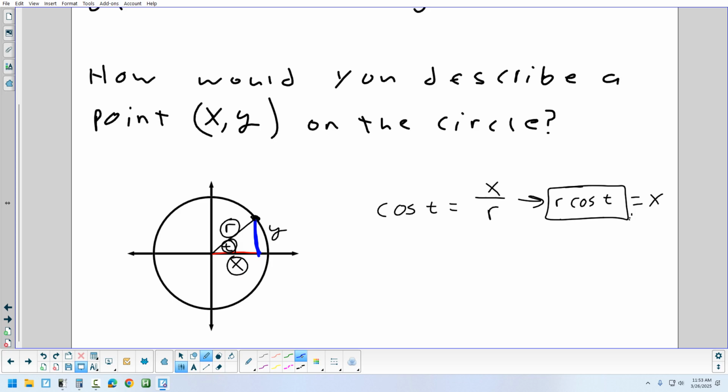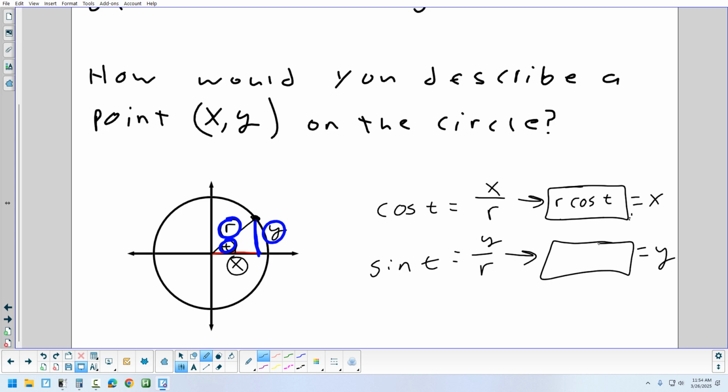All right, now, what formula would connect this angle, that side, and that side? Sine. And sine would equal y over r. And solve that for y. And what do you get? r sine t equals y. r sine t. Those are the parametric equations that you use to describe a circle. The x formula is r cosine t, and the y formula is r sine t.